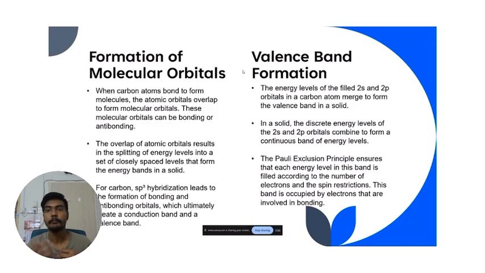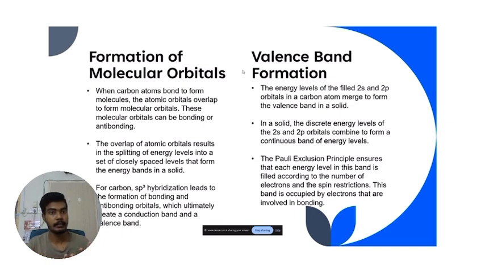So the next would be the formation of molecular orbitals. When carbon atoms bond to form molecules, the atomic orbitals overlap to form molecular orbitals. The overlap of atomic orbitals results in splitting of energy levels into a set of closely spaced levels that form the energy bands in a solid. For carbon, sp3 hybridization leads to the formation of bonding and antibonding orbitals.